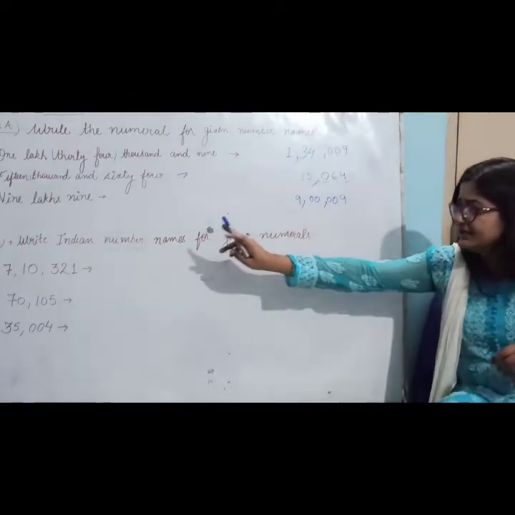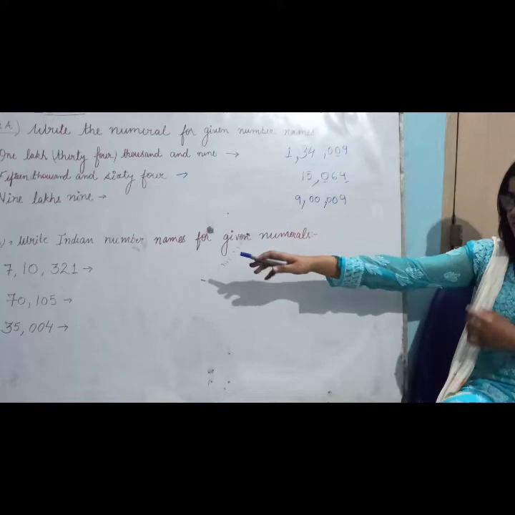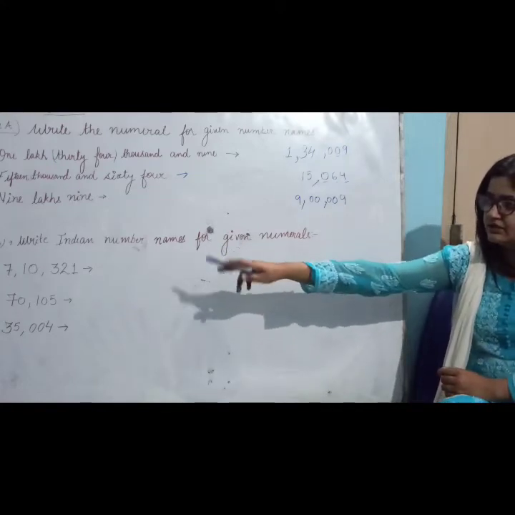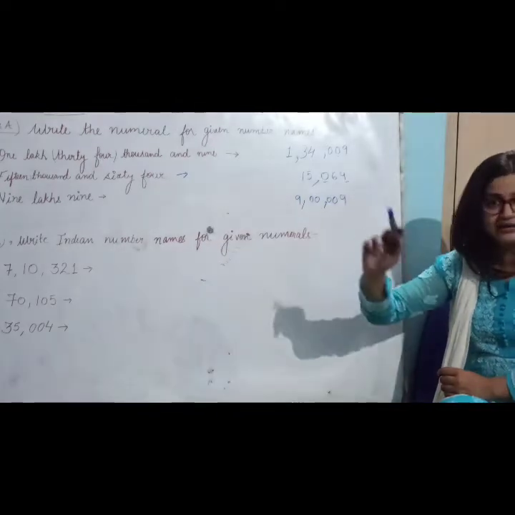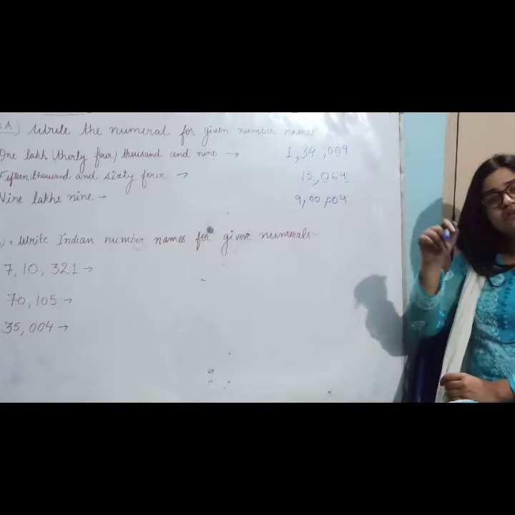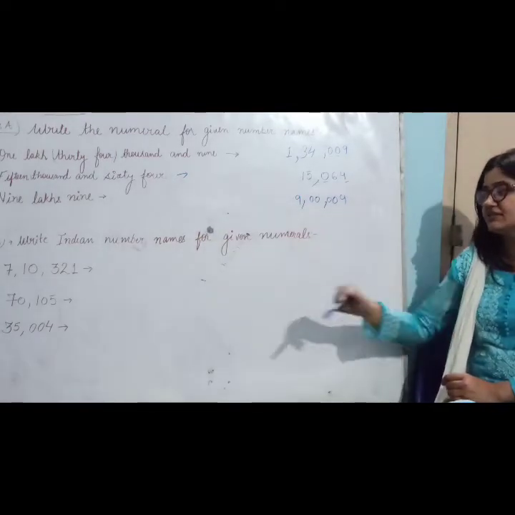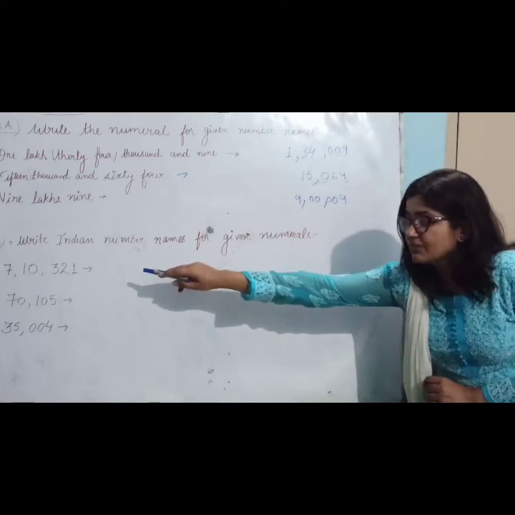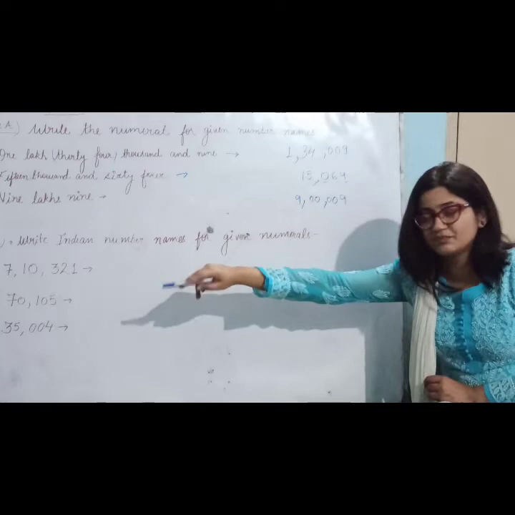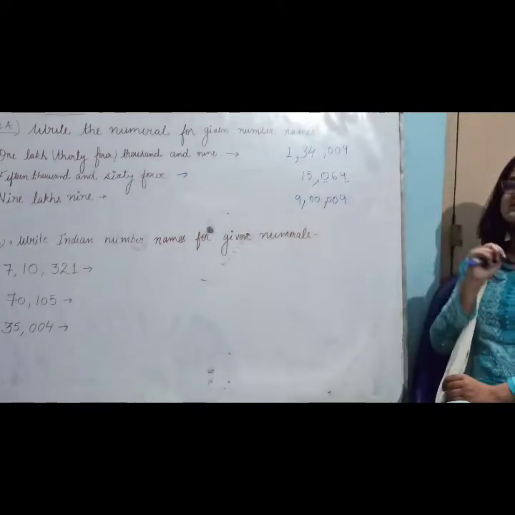Now, write Indian number names for the given numerals. Obviously, when you see these numerals, it is 3, then comma, then 2, then comma. That means it is the Indian system. Even if it is not written Indian number, you can recognize whether it is Indian or not. How? If you see these commas, 3 2 1 is one group, 1 0 is one group, and 7 is one group. If you see the middle one, it is a 2-digit number. That means it is Indian.